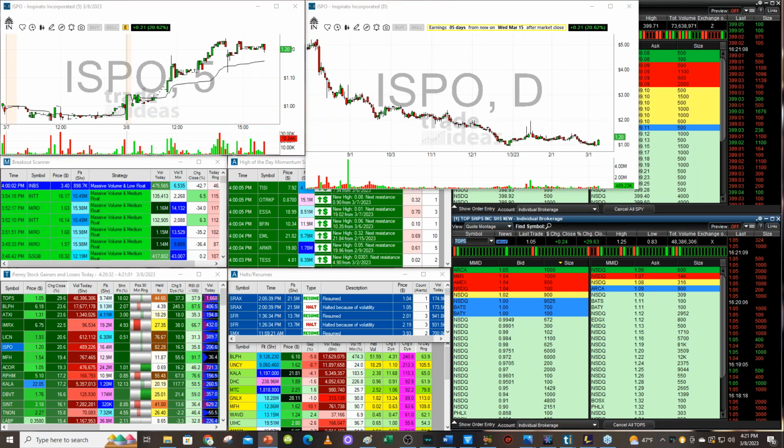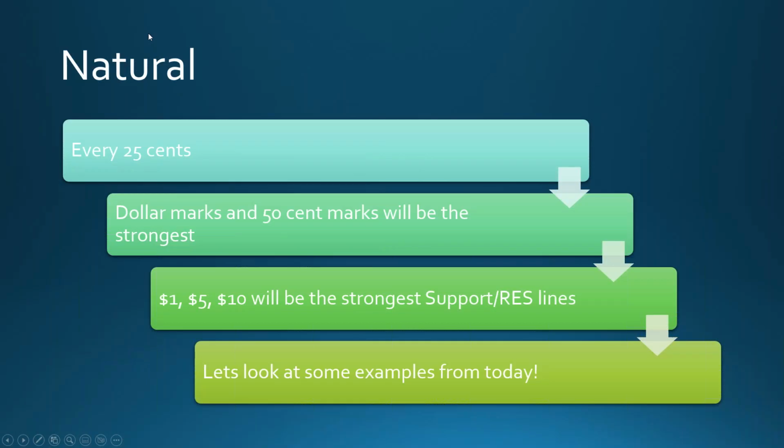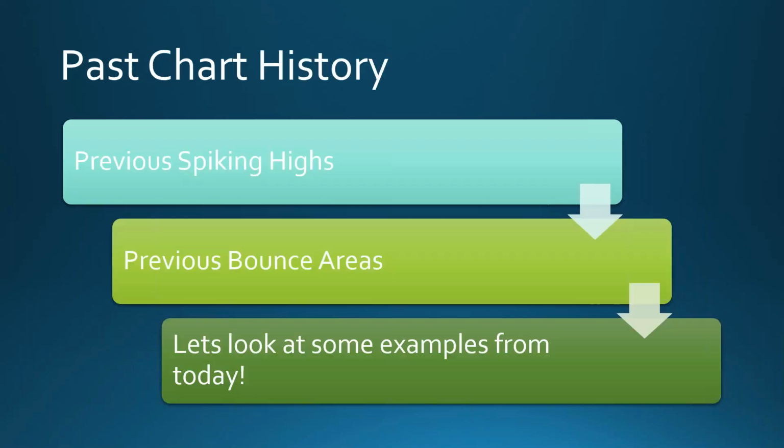But let's jump back over towards this presentation and start diving into it a little bit. So we have every 25 cents, and dollar marks and 50 cents will be some of the strongest. $1, $5, and $10 are going to be extremely strong support and resistance lines. And as we already did, we looked at some examples today, not just picking things out of a textbook, but showing you how we can actually relate this information to today's market. And it really all depends if you guys are trading big plays, option trades, or penny stocks.